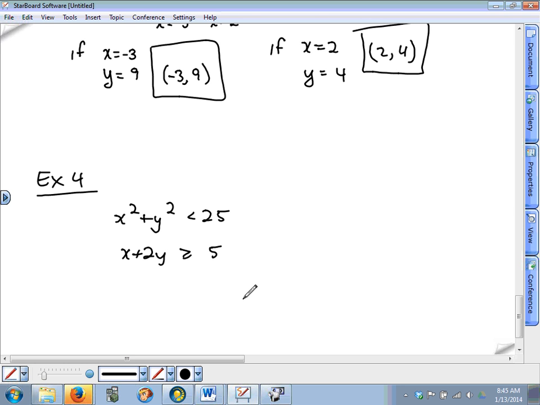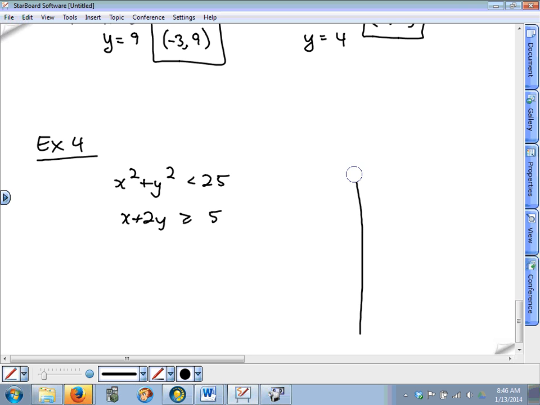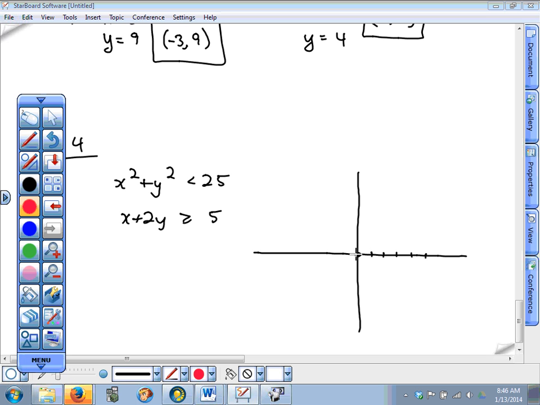It's going to be a circle and a line. So the circle has a radius of 5 centered about the origin. In 10.9, since we really haven't studied a lot about circles, they're always going to be centered around the origin. Remember, it's a dotted circle because it's just less than 25. It's not less than or equal to.